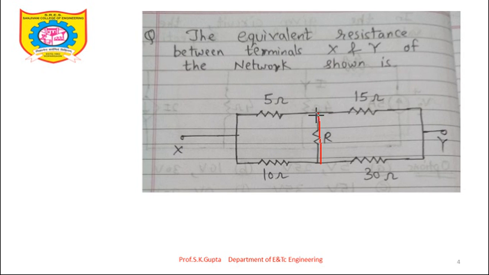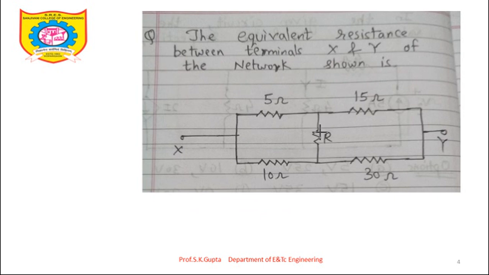If you treat this as short circuit, then these two are in parallel. Solve the parallel combination: 15 and 30 are in parallel. After that, this parallel combination is in series with this parallel combination. You will get the answer. Or you may treat this as open circuit, that means there is no resistance.